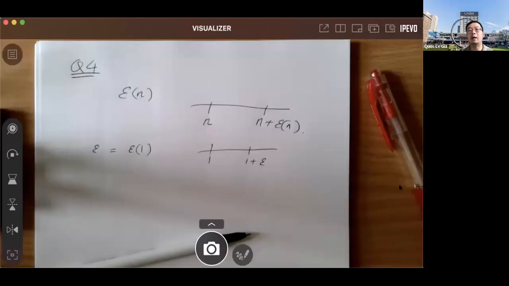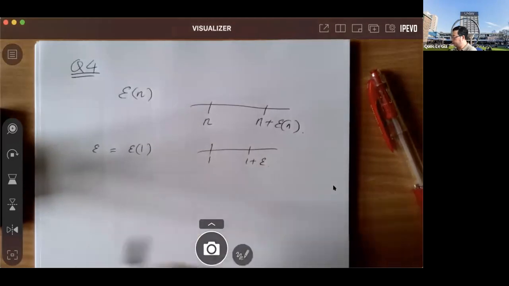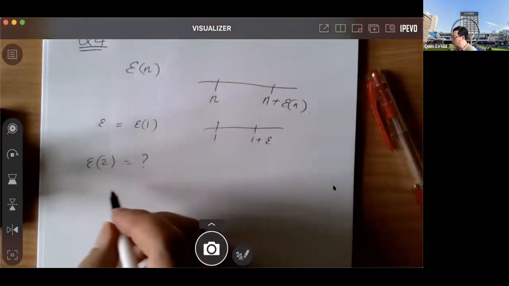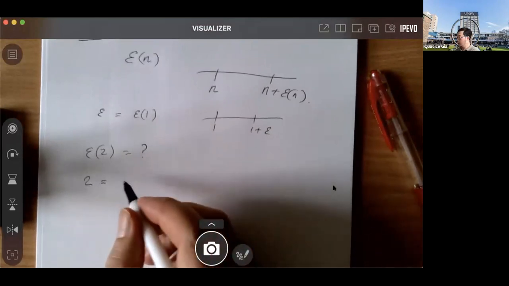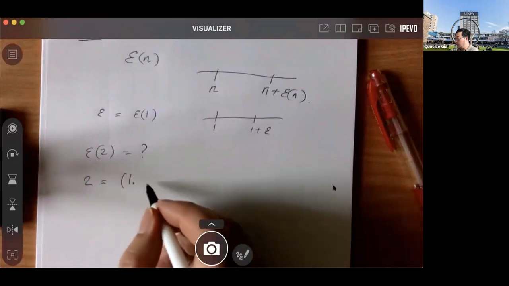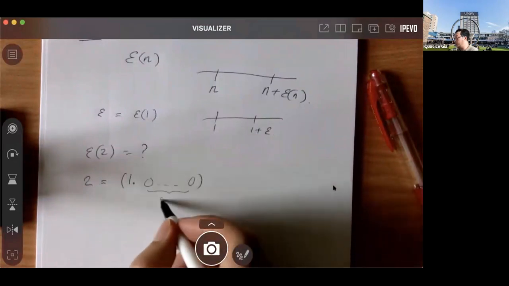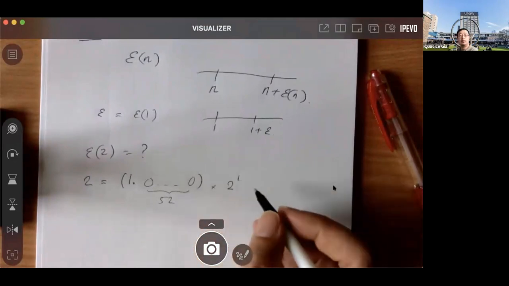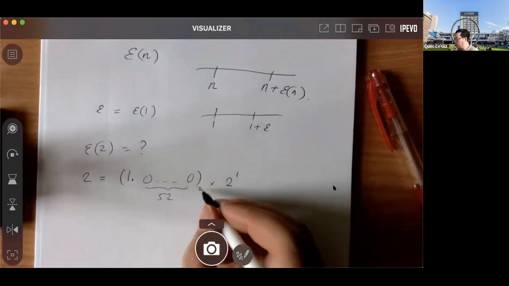Now suppose I take epsilon of 2. So what is epsilon of 2? Remember, when you expand 2 in binary form, it will be 1.000, and how many zeros here? 52 digits of 0, multiplied by 2 to the 1. This is the floating point representation of the number 2.